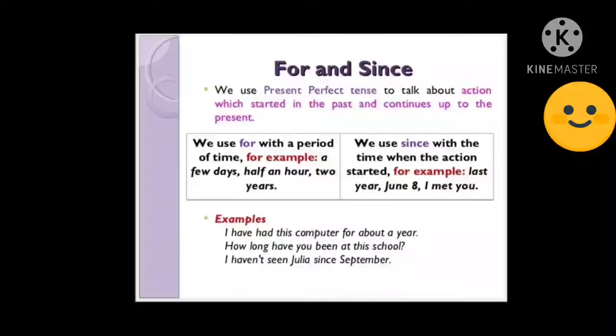Let us see some examples. I have had this computer for about a year. So a particular time phrase is mentioned here. A year means nothing but a period of 12 months. So how long have you been at this school? I haven't seen Julia since September. See the beginning, when this person last saw Julia is September.